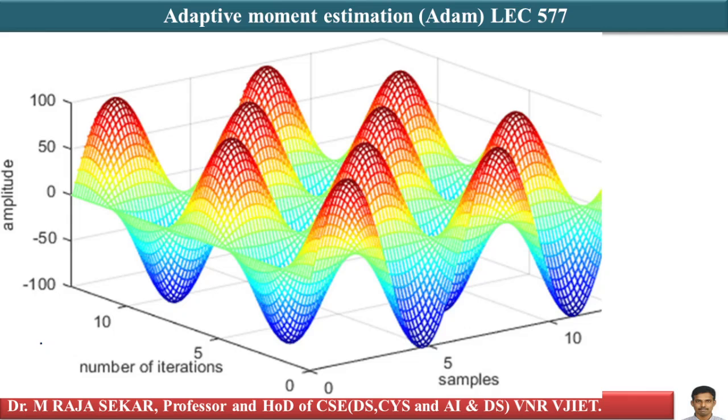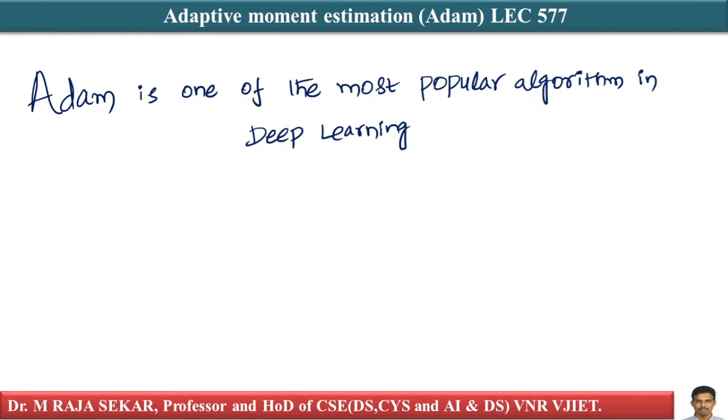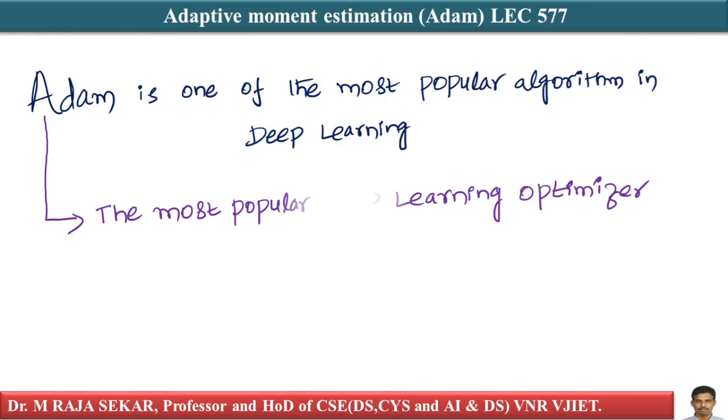In this lecture, we will try to understand Adam. Adam is one of the most popular optimization algorithms in the whole of the deep learning literature. This is the most popular deep learning optimizer. So the core idea behind Adam is this.